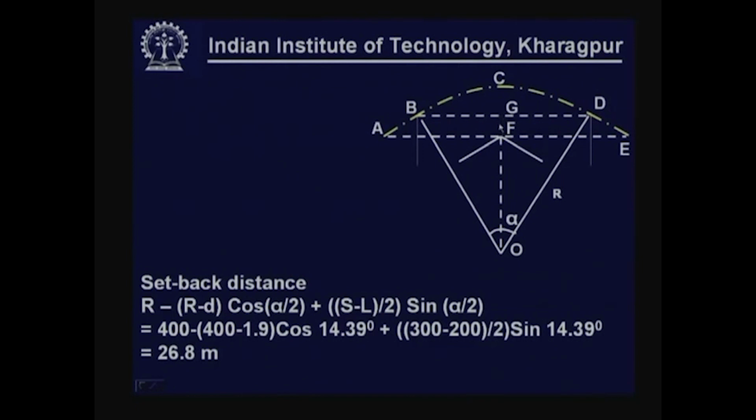Now, GF is nothing but (S minus L by 2) sin alpha by 2. So, that is what is added. We have already discussed the theoretical basis for that.